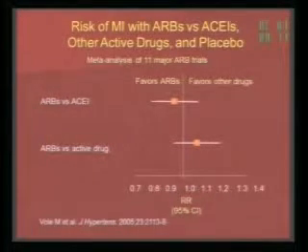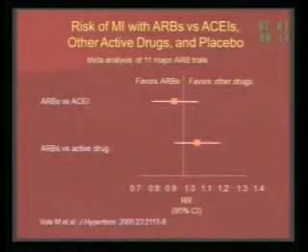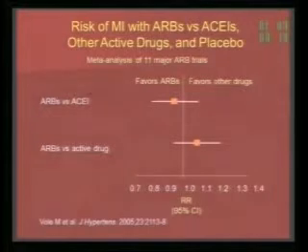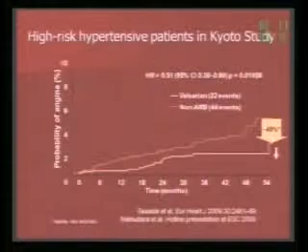And ARB versus active drug, ARB is not better. Why? Because beta blocker was the comparator. We cannot compare beta blocker with anything else for heart attack. But for ACE inhibitor and ARB, ARB has got an edge. So that is the paradox of the paradox.